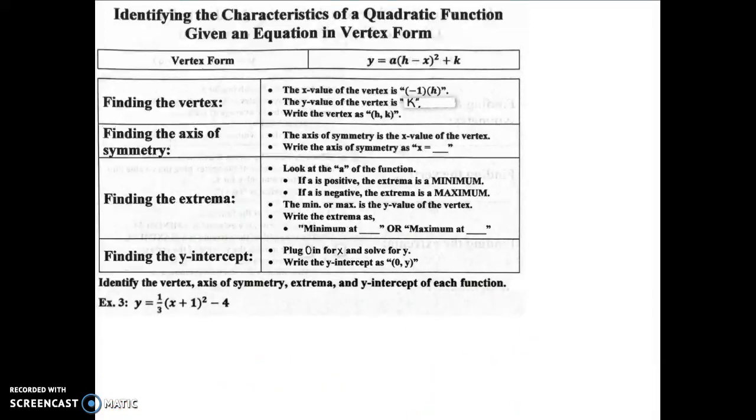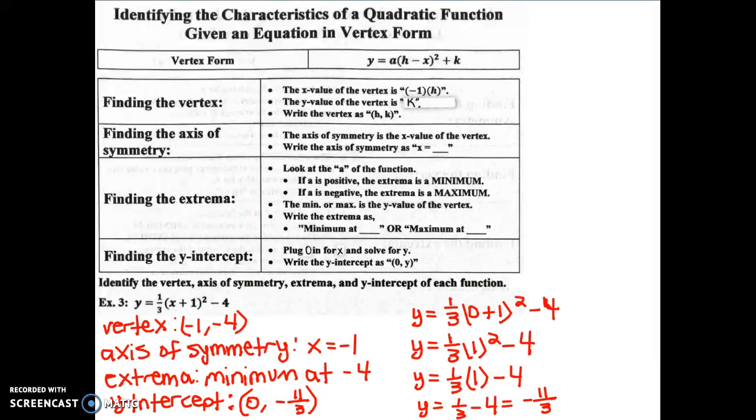Let's go ahead and try example 3. Pause the video and press play when you're ready to see if you got it correct. For example 3, for the vertex, you should have gotten negative 1, negative 4. The axis of symmetry is x equals negative 1. The extrema, there's a minimum at negative 4. And for the y-intercept, you should have gotten 0 and negative 11 over 3.